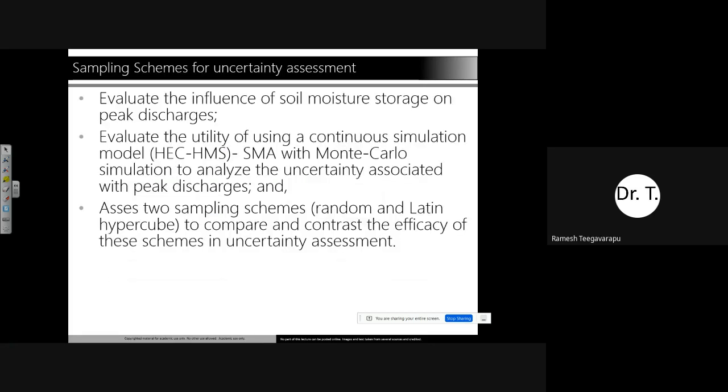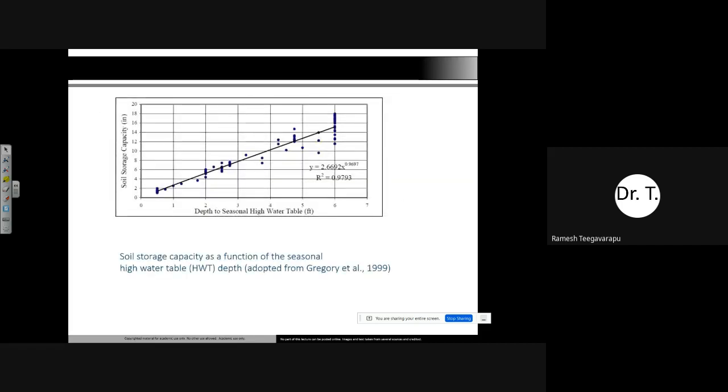So here's an example where we try to evaluate the influence of soil moisture storage on peak discharges. We use the HEC-HMS soil moisture accounting model with Monte Carlo simulation. So basically, we are not sure about the soil storage capacity. For example, in Florida, we have a high water table. That means if you dig 4 feet, you will start seeing water.